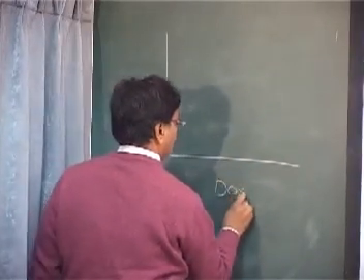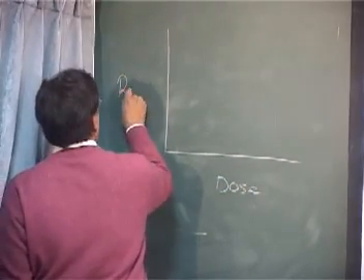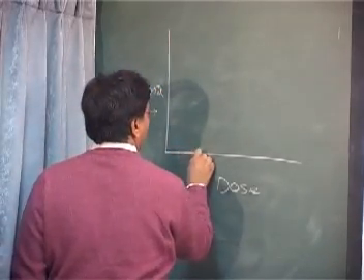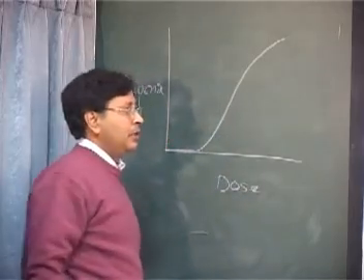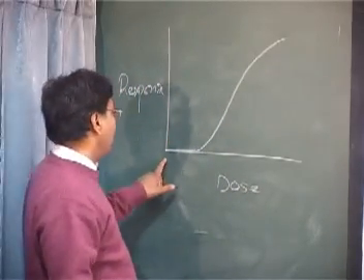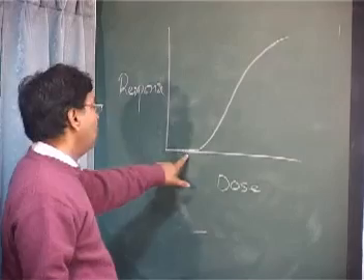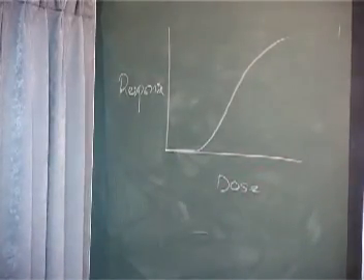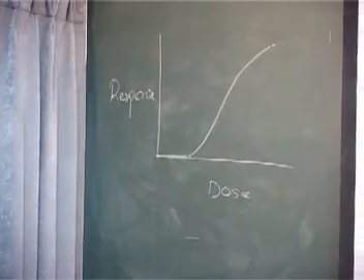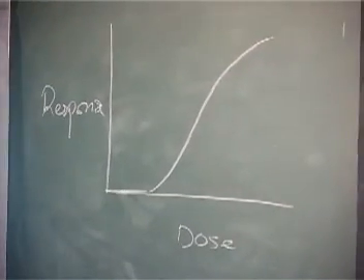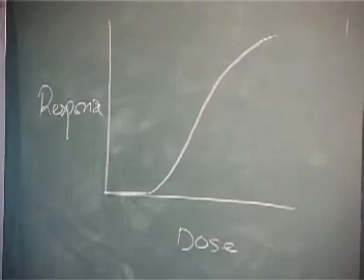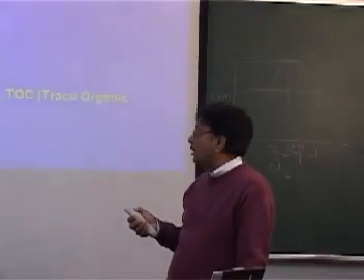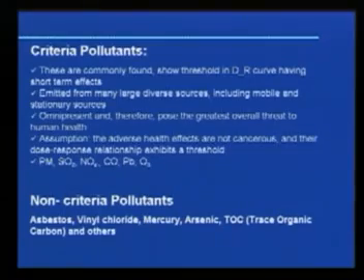Most of the criteria pollutants, as you see in the dose response, will show some kind of threshold before picking up. And many of the compounds, many of the pollutants do not even show any threshold. Okay, so when you look into any air pollution book, you'll find the criteria pollutants and the non-criteria pollutants and things like that. So these are the pollutants for which the criteria are available and fully developed and understood.